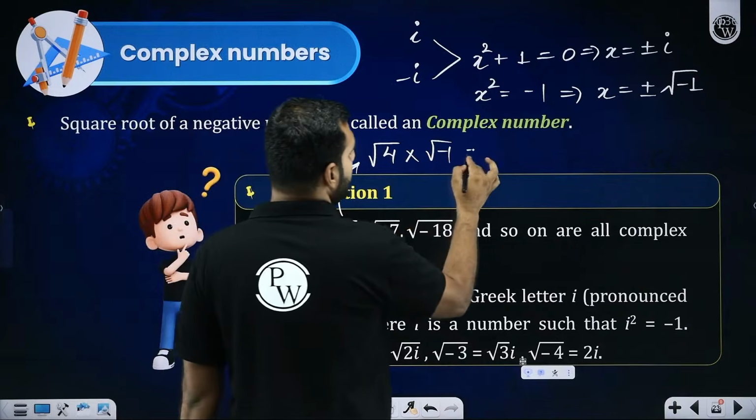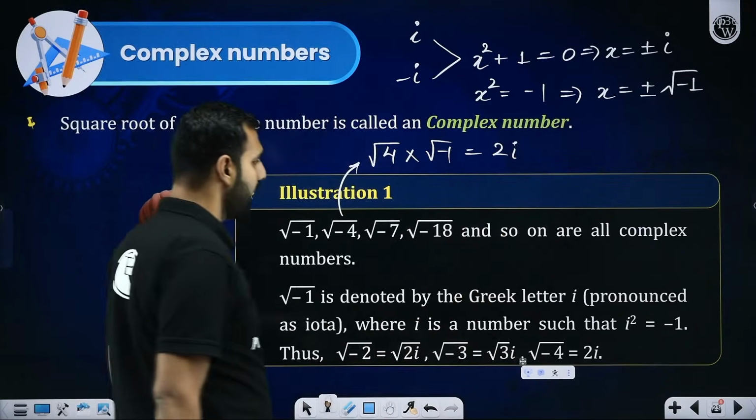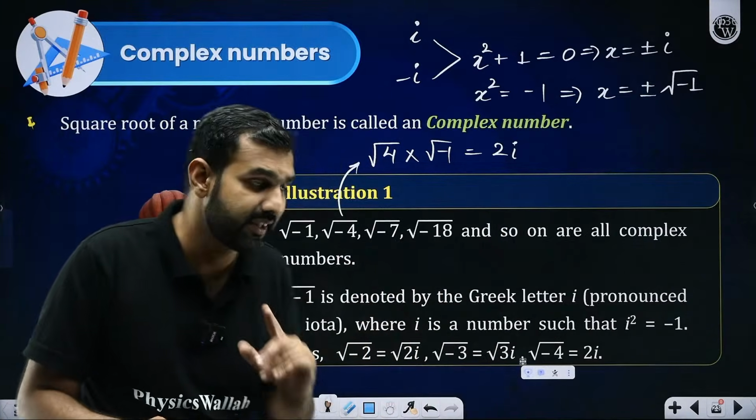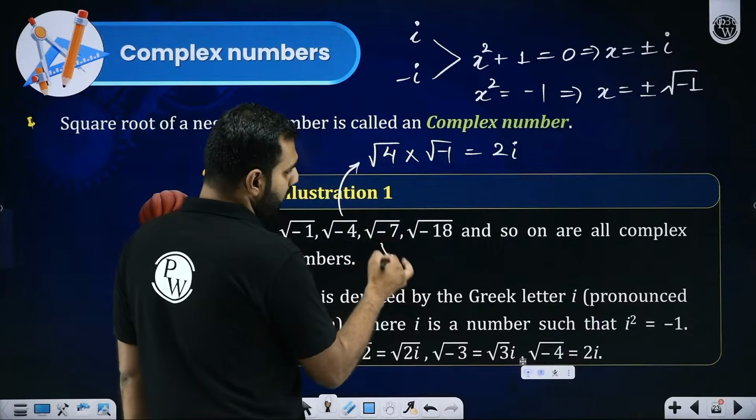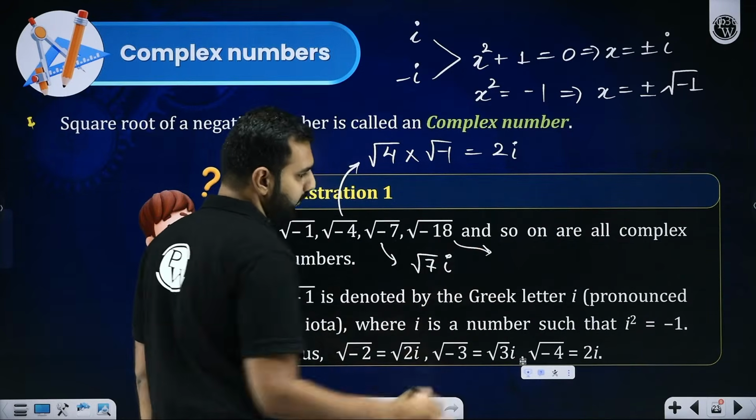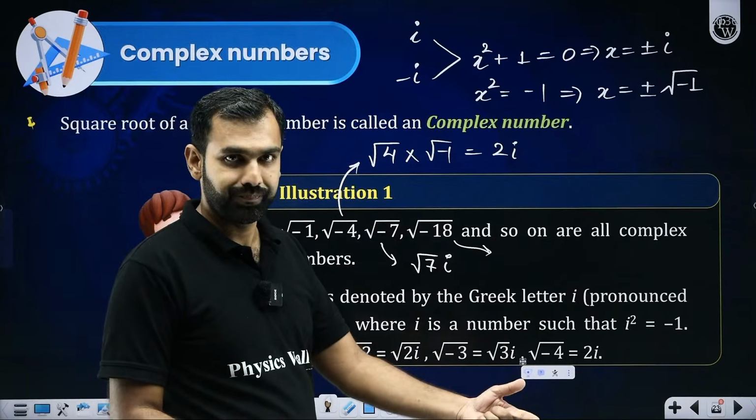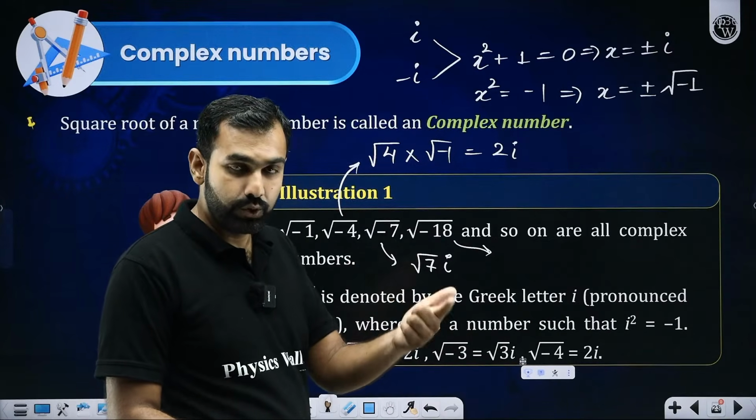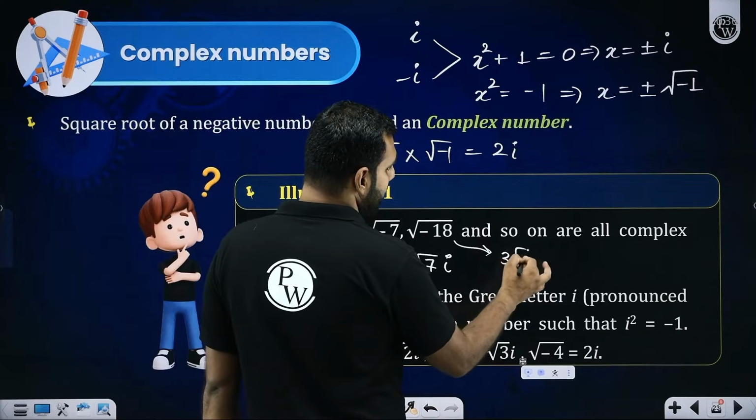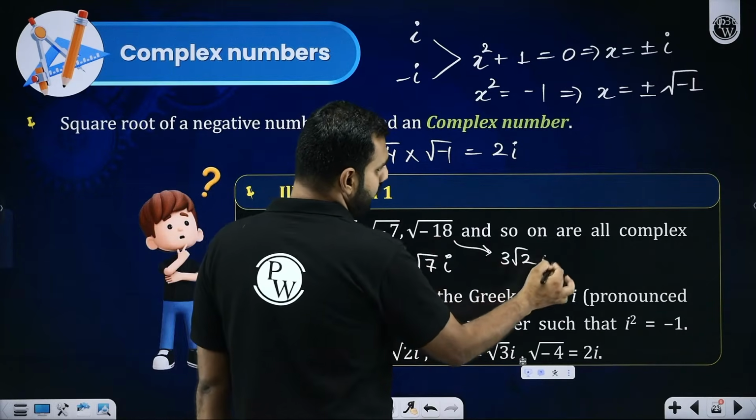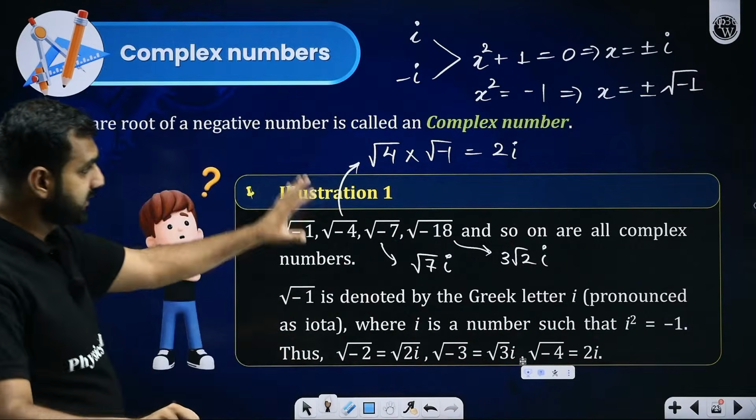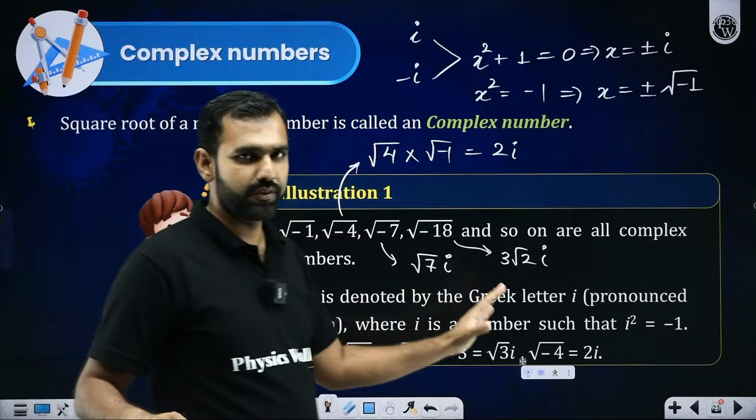Under root over 4 is 2, under root over minus 1 is iota. So now we could define these numbers, although they all are imaginary, but still we could. Under root over minus 7 is under root 7 iota. Under root over 18 is, I hope you are realizing, 3 root 2. 18 is 9 into 2, so 9 comes out as 3 root 2. And under root over minus 1 is iota. Everybody understanding the world of imaginary numbers?